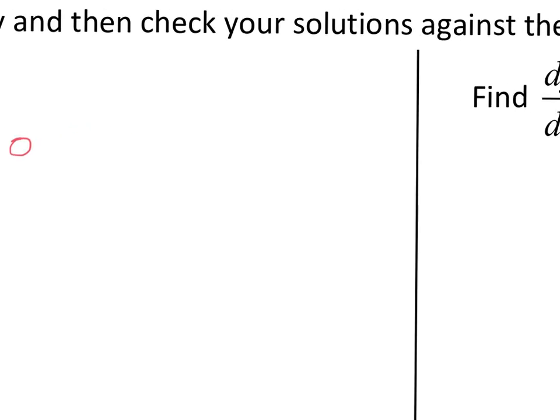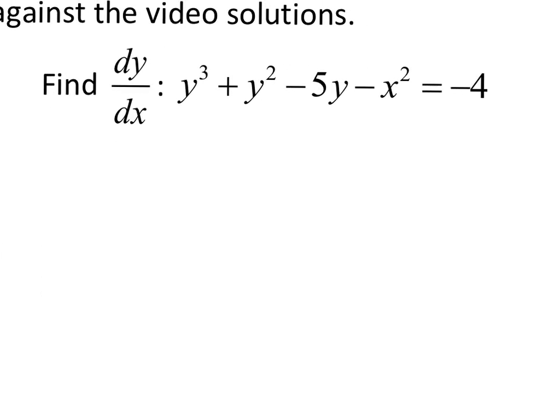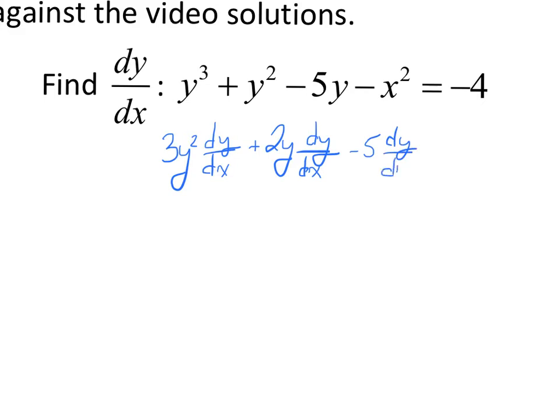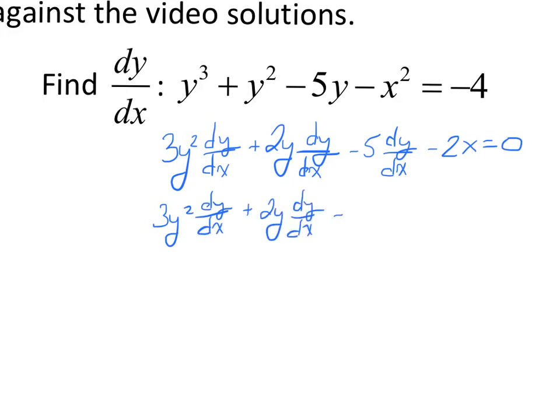Okay, on the same page we've got another one similar to this. Finding dy dx, 3y squared, chain rule, plus 2y, chain rule, minus 5, chain rule, minus 2x is equal to 0. Again, solving for dy dx, we'll move the 2x to the right side, and then we're going to factor out dy dx.